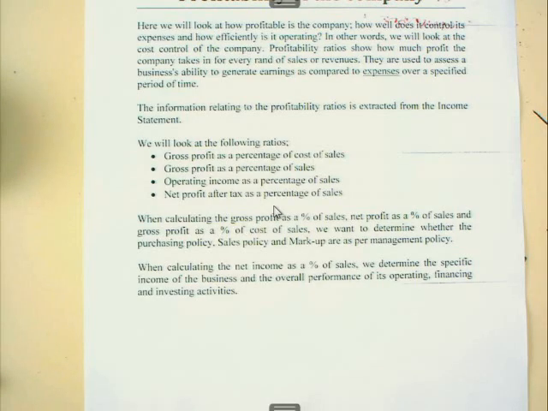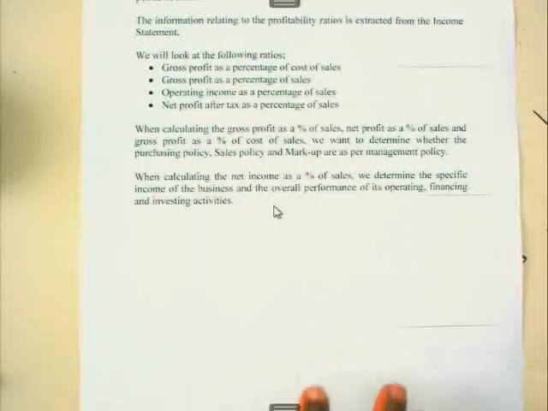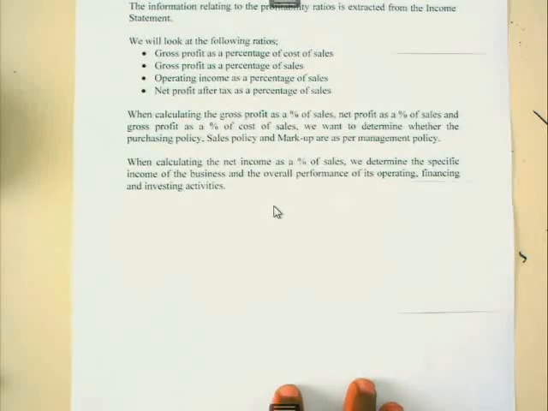Today we'll look at the following 4 ratios: the gross profit as a percentage of cost of sales, the gross profit as a percentage of sales, operating income as a percentage of sales, and net profit after tax as a percentage of sales. These are the ratios that we are going to look at in determining the profitability of the business.